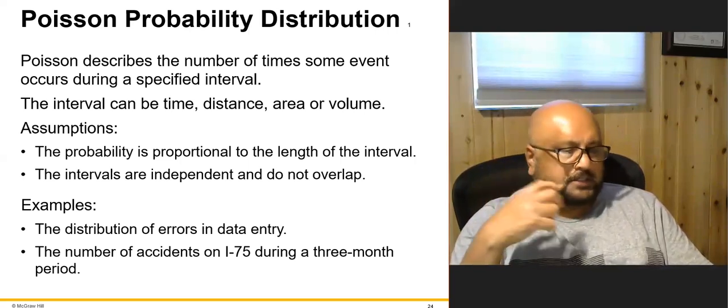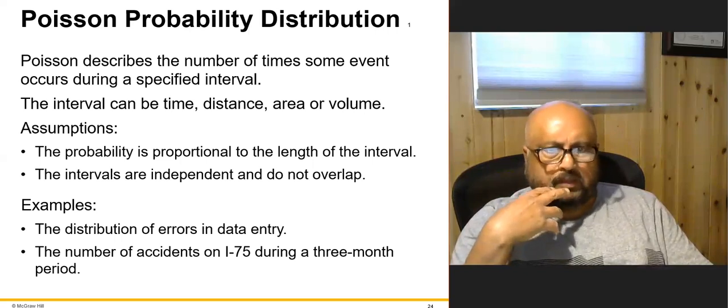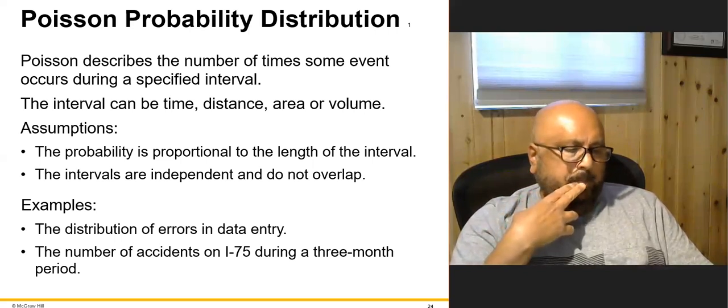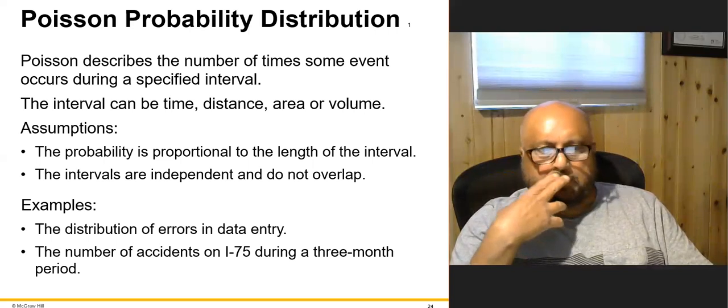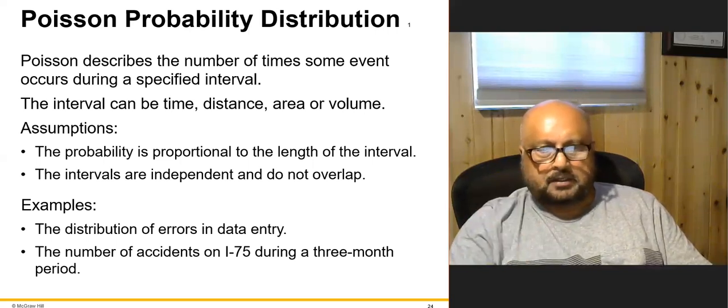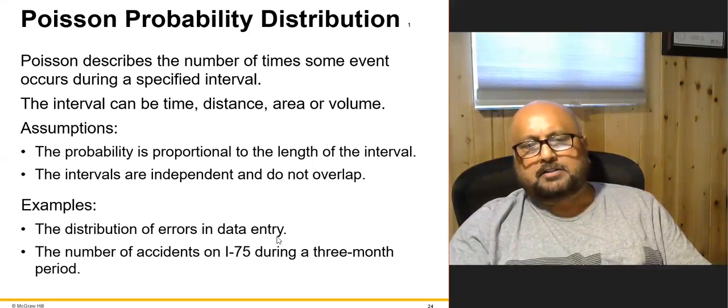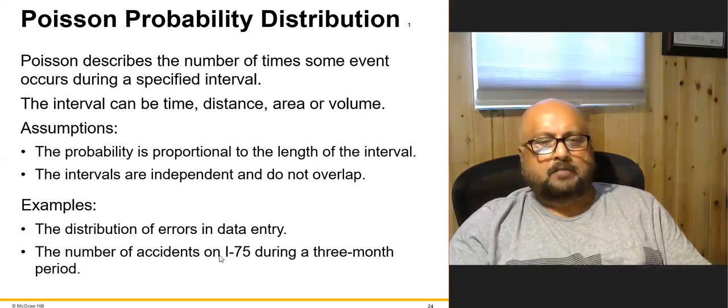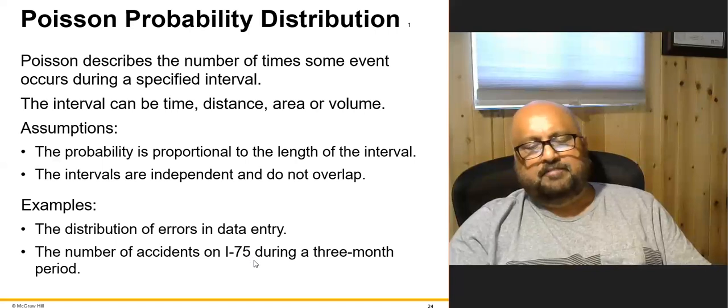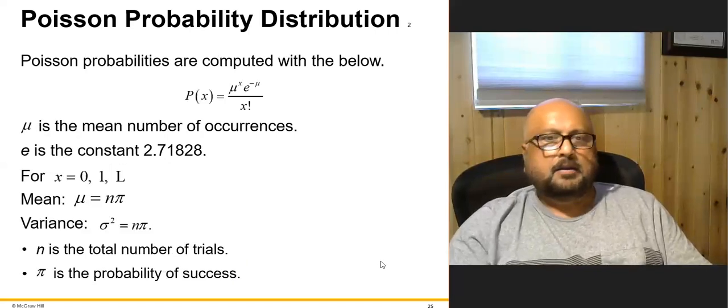So we're going to look at some examples. These examples are here: distribution of errors in data entry, the number of accidents on some freeway, I-75, during a 3-month period, right?